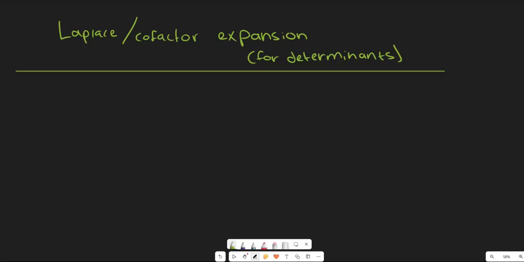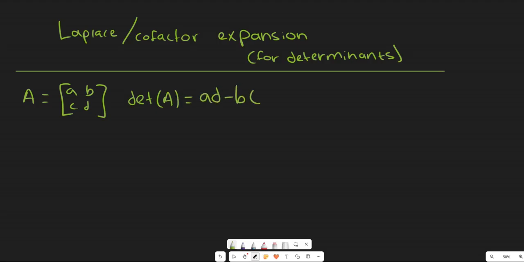Hey guys, so in this video we're going to be going through Laplace or cofactor expansions for determinants. For this video I'm going to assume that you know how to calculate the determinant of a standard 2 by 2 matrix. Say if I said A was this matrix here, A, B, C, D, then its determinant would be AD minus BC, where of course A, B, C, and D are all real numbers.